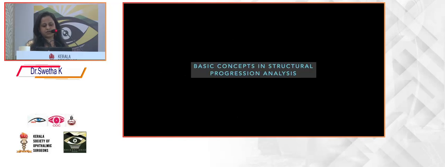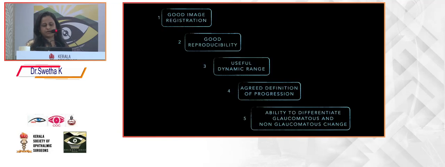So what are the basic concepts in structural progression analysis? We need to have a proper, good image registration. What it means is that the baseline image we take should be properly aligned, and it should be a good image. Only then can we have a next follow-up scan which should have good reproducibility, and there should be a useful dynamic range, and there should be an agreed definition of progression and ability to differentiate glaucomatous and non-glaucomatous stage.